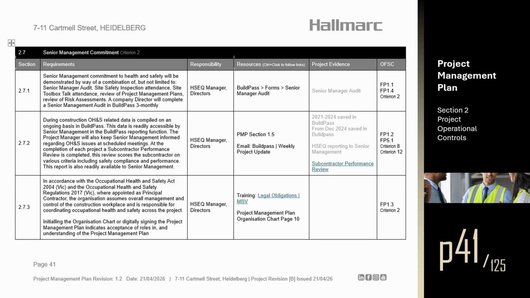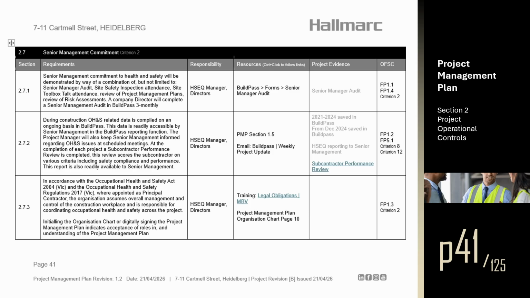Section 2.7. Senior Management Commitment. Section 2.7.1. Senior management commitment to health and safety will be demonstrated by way of a combination of, but not limited to, senior manager audit, site safety inspection attendance, site toolbox talk attendance, review of project management plans, review of risk assessments. A company director will complete a senior management audit in BuildPass 3 monthly.